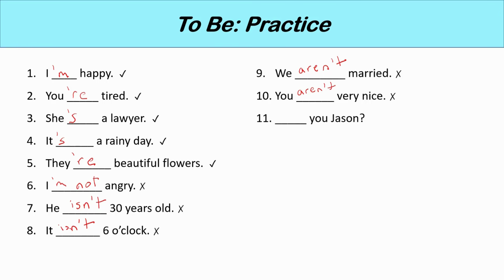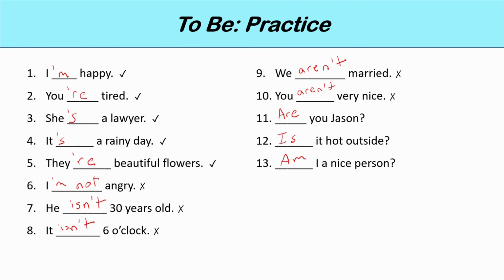For the last 5 questions, we're going to write the interrogative form of the verb to be. You Jason? Are you Jason? Number 12, it hot outside? Is it hot outside? 13, am I a nice person? Am I a nice person? Number 14, they your parents? Are they your parents?